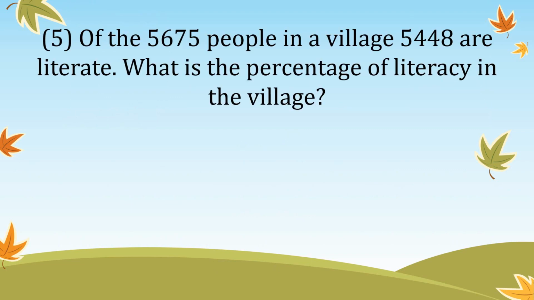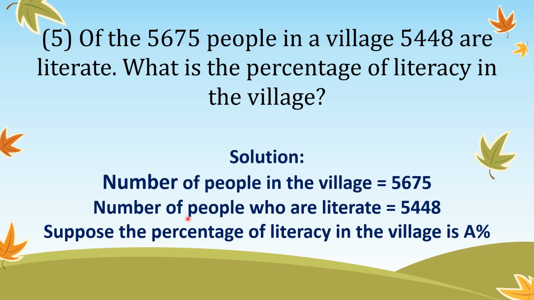Question number 5. Of the 5,675 people in a village, 5,448 are literate. What is the percentage of literacy in the village? So we have to find out the percentage of literacy in that village. So let's see the solution. Number of people in the village is equal to 5,675, and number of people who are literate is equal to 5,448. Suppose the percentage of literacy in the village is A%.